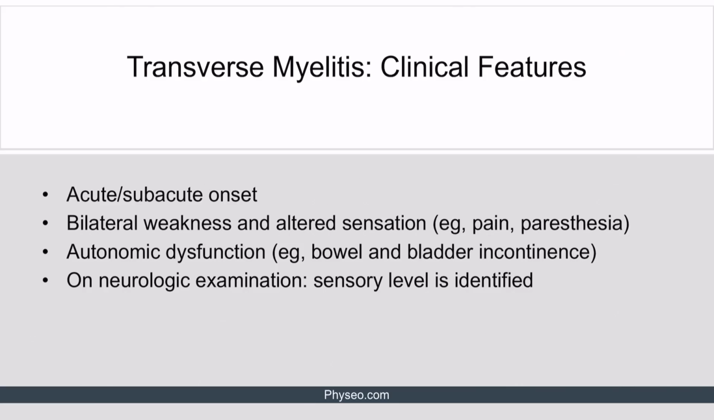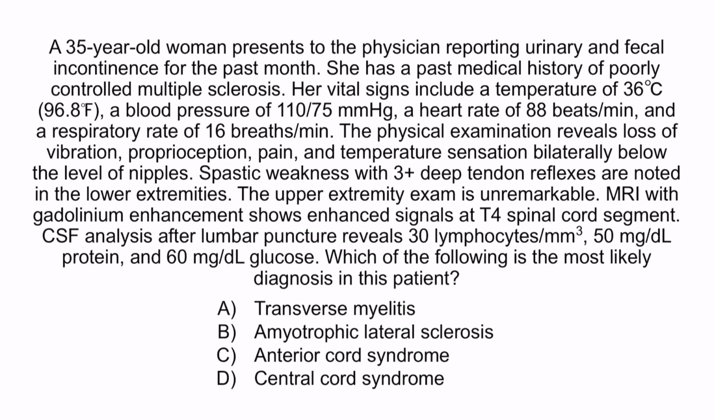Here is a slide reminding us of the clinical features of transverse myelitis. Let's discuss why other options are incorrect. Option B is incorrect because amyotrophic lateral sclerosis is not characterized by sensory disturbances. Additionally, it usually presents with flaccid weakness in the upper extremities, which is absent in this patient.